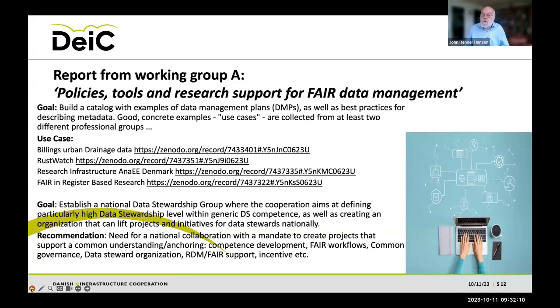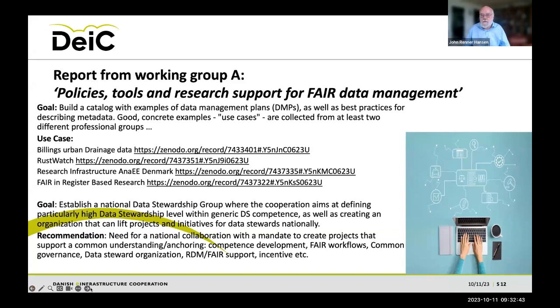Another goal is to establish a national data stewardship group to set up a common understanding of the reasons why we should have data stewards, how they should be educated, where they should come from, and again, they will be different whether they are going to support social science, humanities, or health science. So it's important to get an understanding of that.